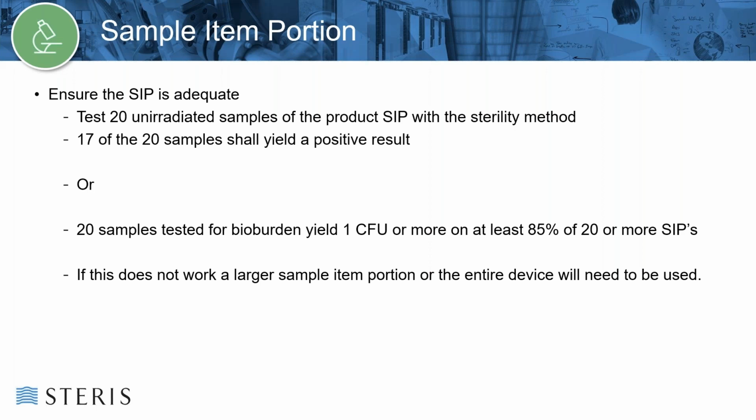17 of the 20 samples have to yield a positive result in that test to establish that is an adequate sample item portion, or 20 samples could be tested and yield a bioburden result of 1 CFU or more on at least 85% of the 20 or more sample item portions. If this test does not work, a larger sample item portion would need to be selected, or the entire device would need to be used.